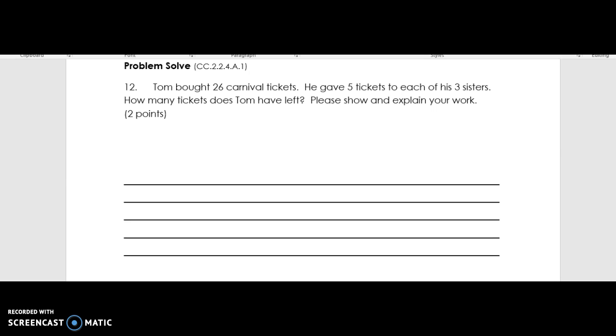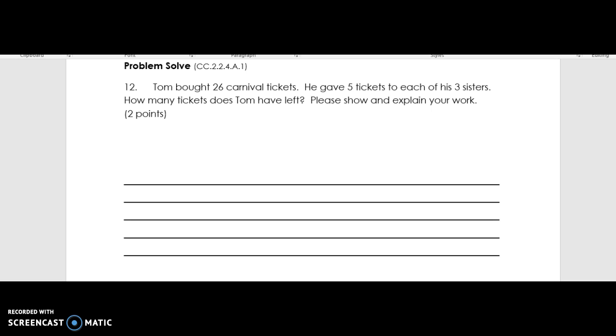So, first, what do you need to figure out? You need to figure out how many he has. Does he have 26? Not anymore, because he gave 5 tickets to each of his 3 sisters. How could I figure out how many tickets he gave away?